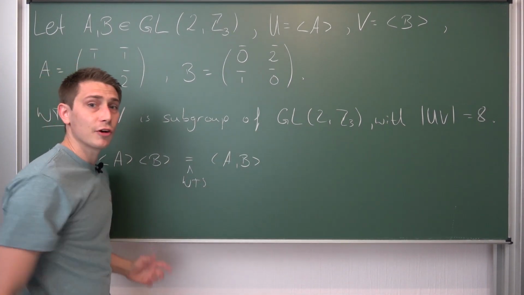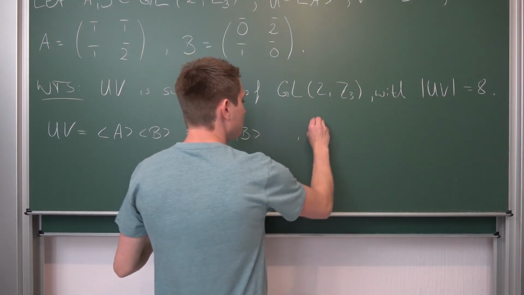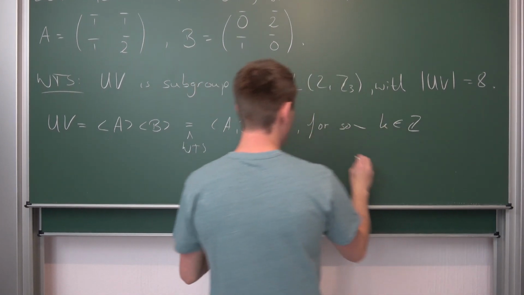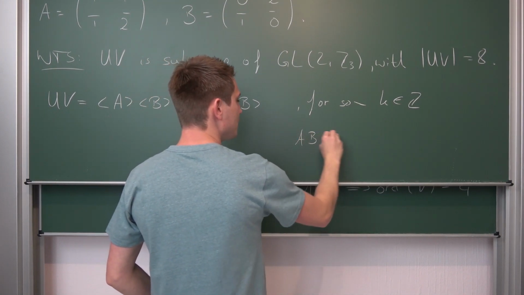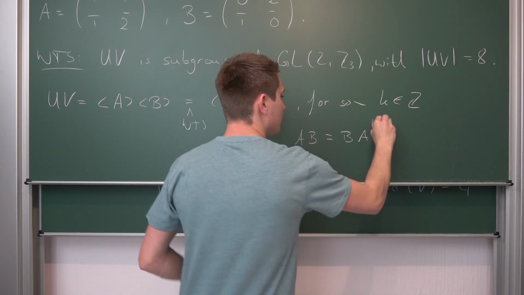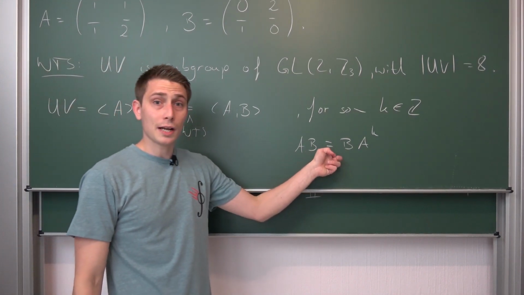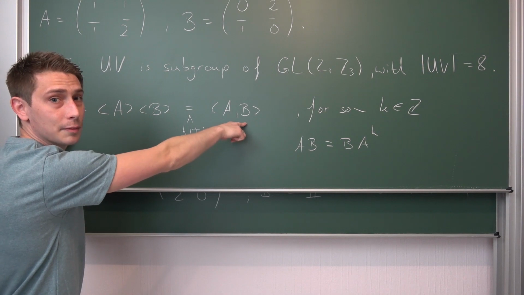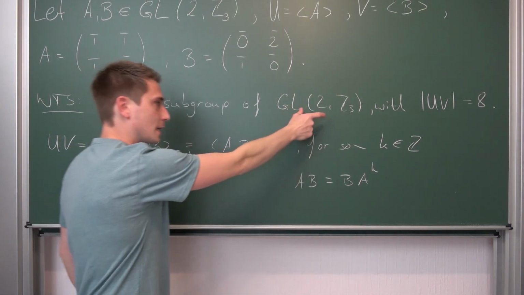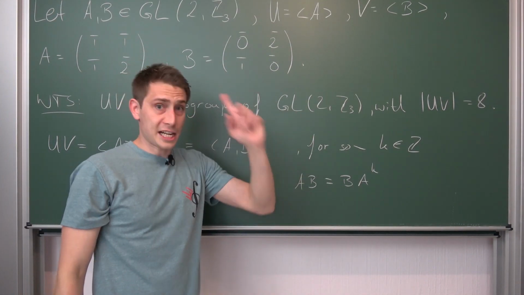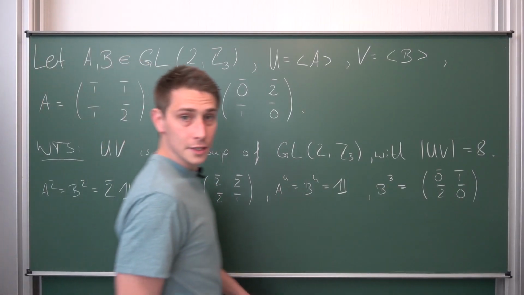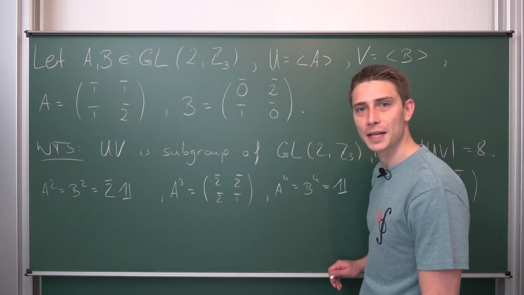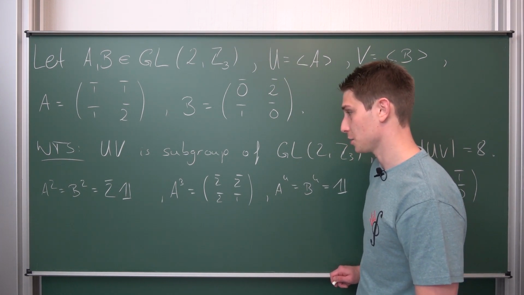Also we need the orders to be finite, and we need that for some K in Z, we have that A times B is the same as B times A to the kth power. And once this last statement holds, we know that UV is going to be generated by the matrices A and B, making it a subgroup of the GL2 set 3. Next blackboard. So, my boys and girls, weiter im Text, okay? Let's continue with the text. This doesn't make any sense in English, never mind.